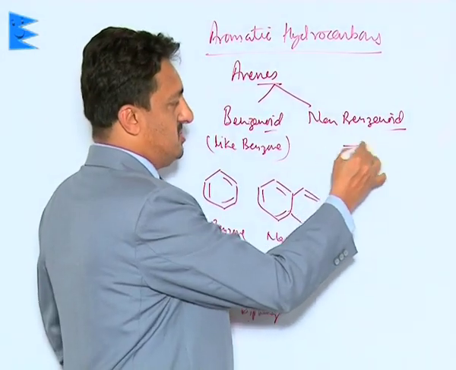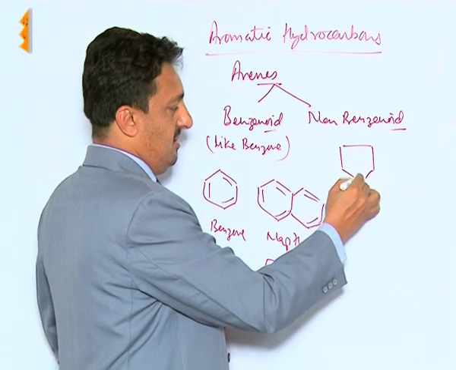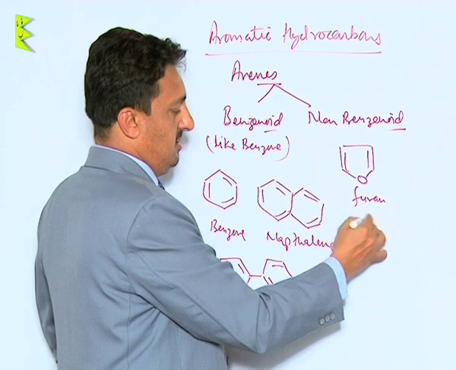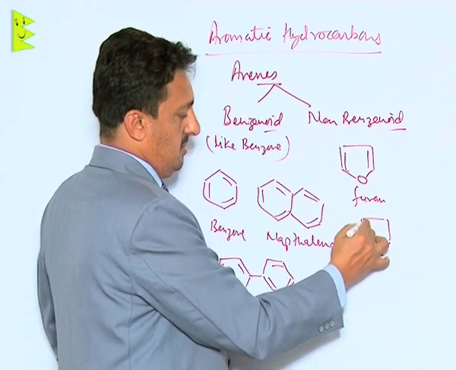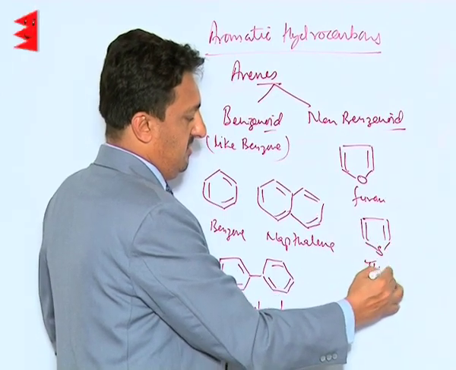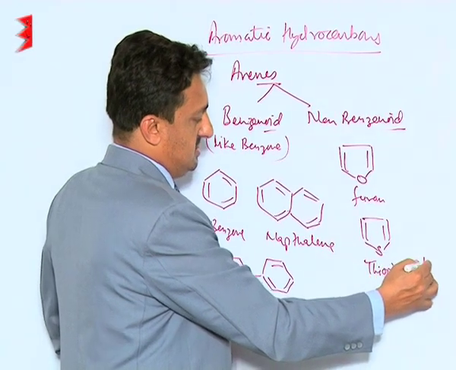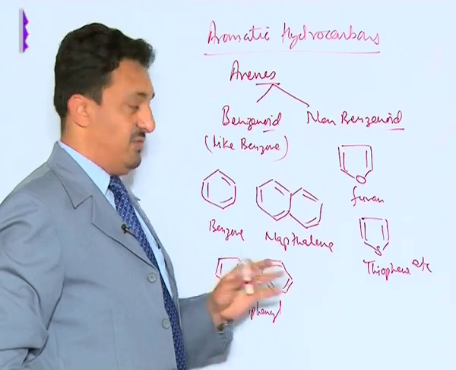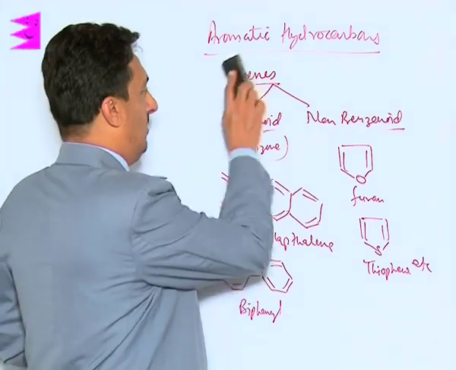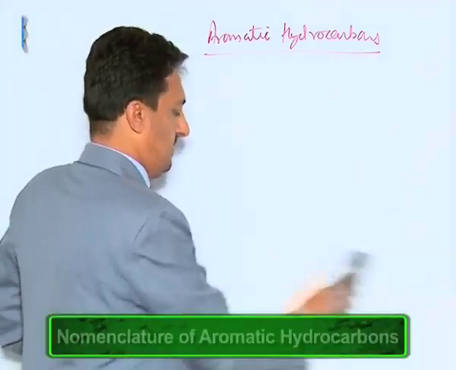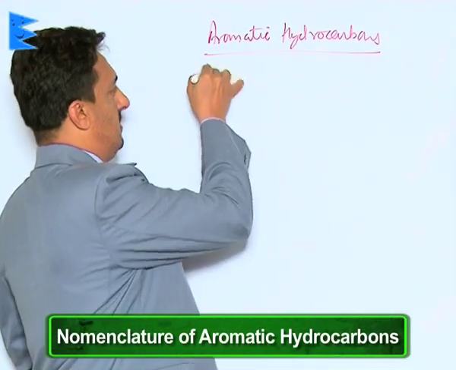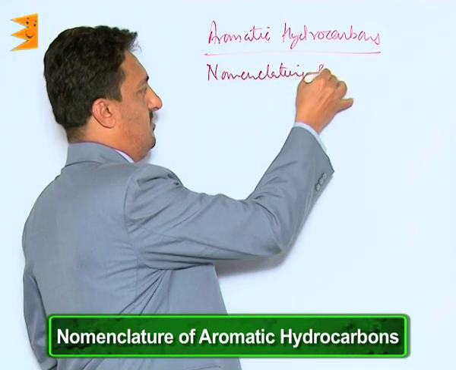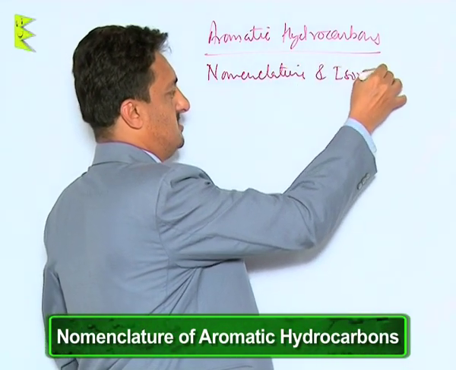Non-benzenoid includes those which are actually not like benzene. Like we can have this one. This is called furan. We can have one with sulfur, which is called thiophene, etc. So this is the general characteristic classification. Now let us do their nomenclature, and let us do isomerization in these compounds.